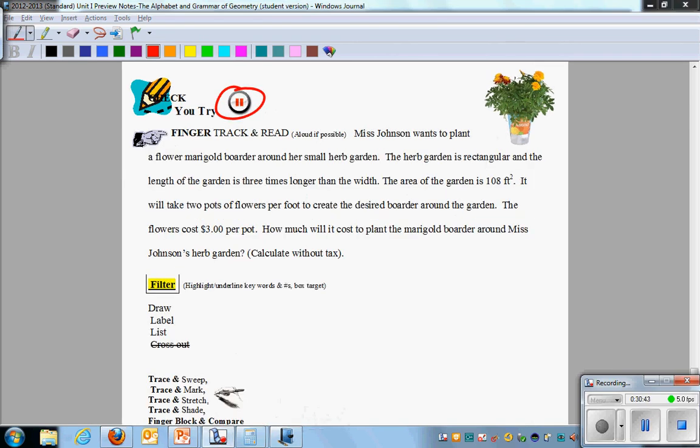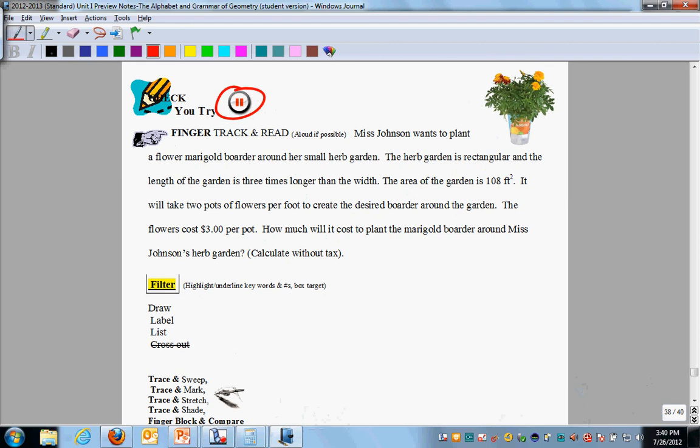Okay, let's check your work. If you've done this properly, this paragraph should be absolutely mutilated by now. There should be things highlighted, underlined, crossed out. It should look something like this. So you've already finger tracked and read it out loud. I'm assuming you did that. You put your finger on the paper, track it, read it. That helps your eyeballs pick up every detail. Next, you should have filtered.